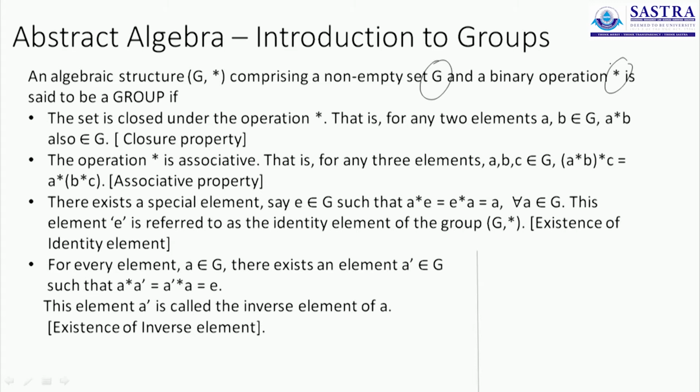And number 3, there should exist a special element, say E, such that A star E and E star A give the same answer, A. This special element is what we will call the identity element. It is like the mirror: you look at the mirror, you see your own reflection, your image is returned to you, it is not distorted, it is not magnified, you see yourself. Now this mirror is your identity element.